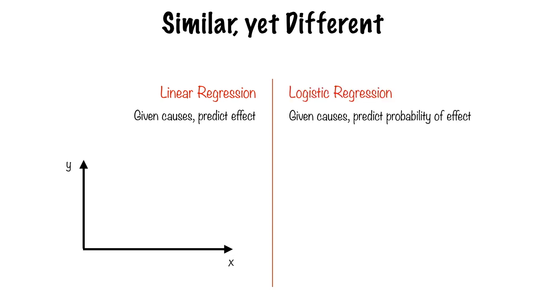Logistic regression is looking to predict the probabilities of effects given the causes. So this time on the y-axis, we are going to represent not y itself, but rather the probability that y is equal to 1. By the way, for this two-dimensional example, we are just assuming that y is a binary variable in the logistic regression case.